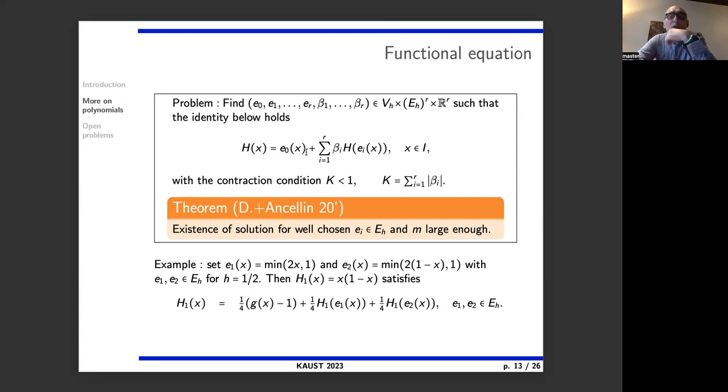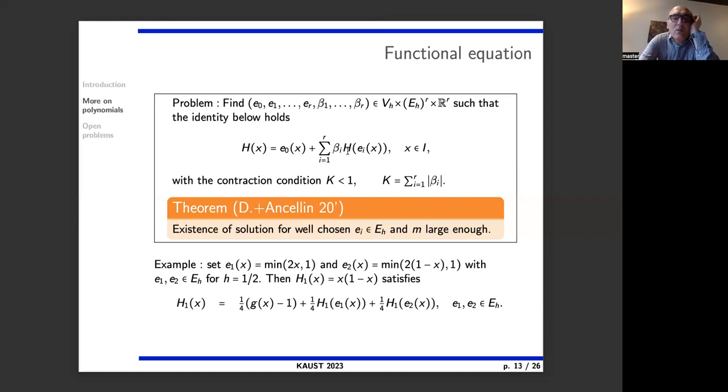Question: is it possible to generalize the previous functional equation under the following form? Find E0, which is a function in V_H. Find E_i, which are functions in E_H, which are what I call basis functions, such that you have the composition of h with E_i, and find certain coefficients beta_i, so that you have this exact formula, with the contraction condition that K, capital K, is the sum of the beta_i, and it is contractive.